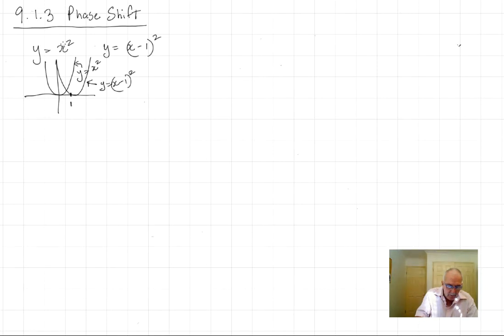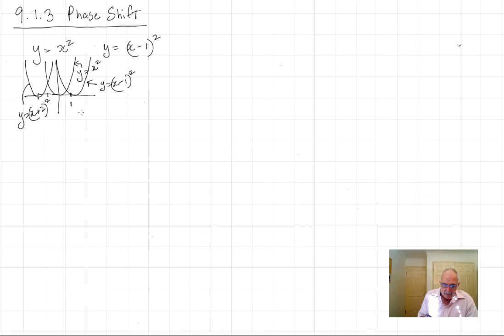If we want to move y equals x squared 2 units to the left, we actually add 2. So that's y equals (x plus 2) all squared. So it's got to go inside the bracket there. So we have moved y equals x squared horizontally, and we do that by adding or subtracting.